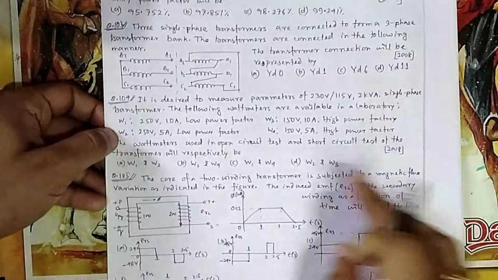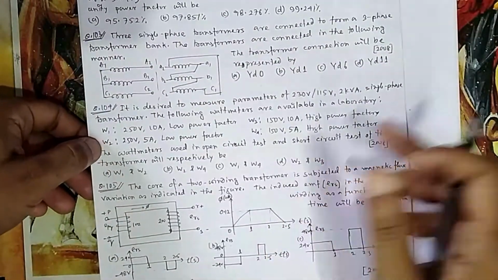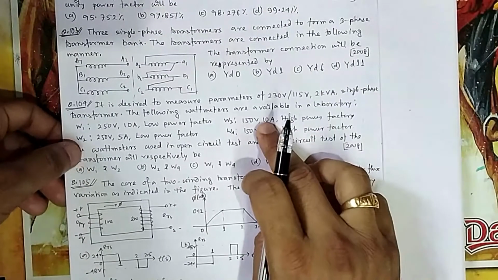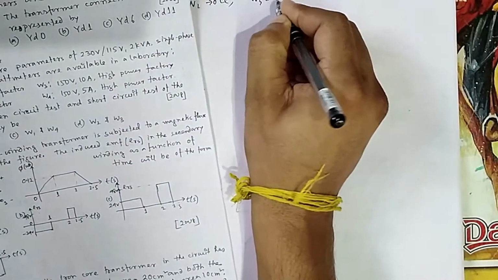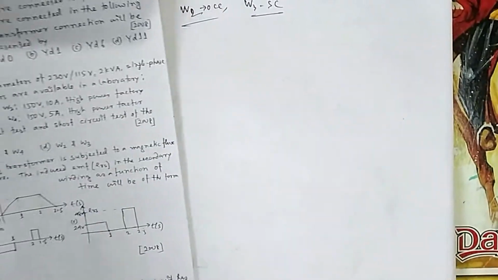And your short circuit test, because the entire winding is short circuit, then winding resistance will come, so power factor gets high, so it will be high power factor, and current is also very high, so you will be using high current wattmeter, that is W3 for short circuit. So it is W2 and W3, that is your option D.